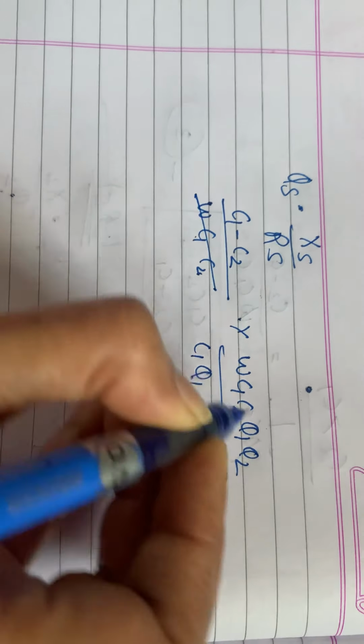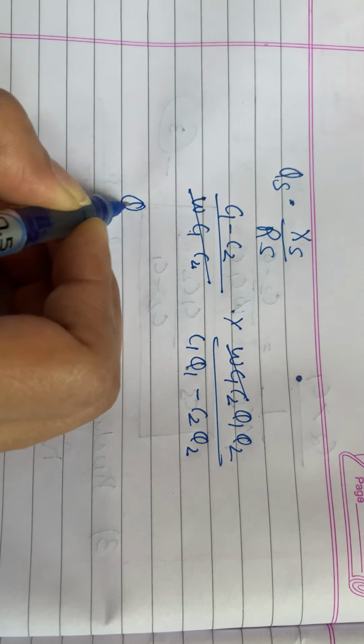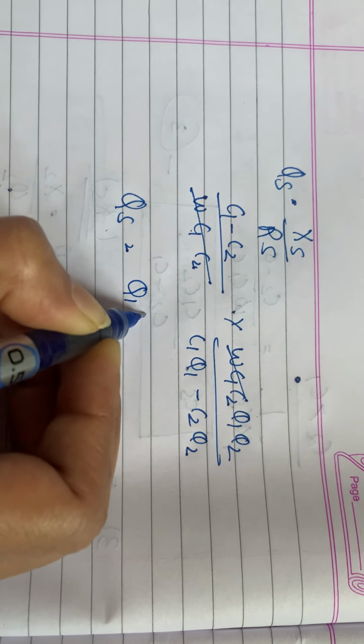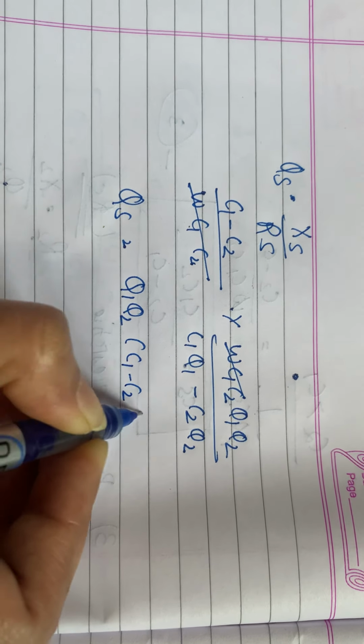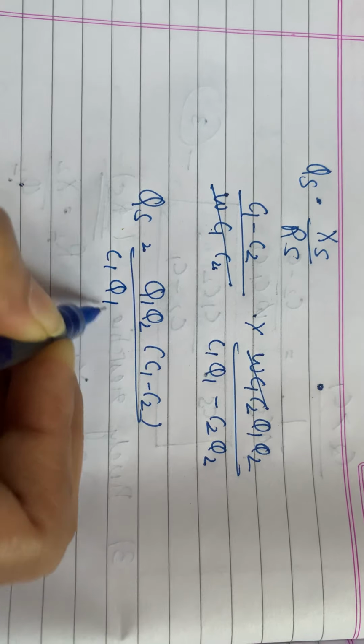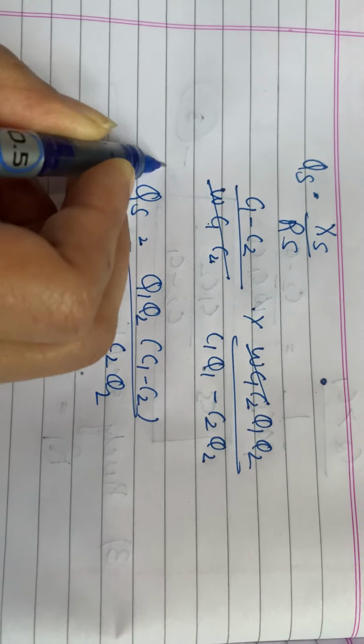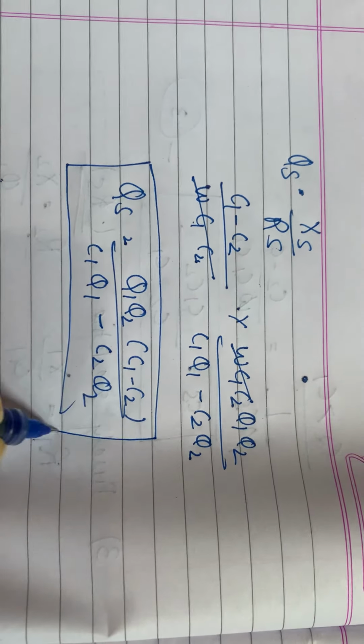So simply cancelling out this one. So what is your Qs now? Q1 Q2 (C1 minus C2) upon (C1 Q1 minus C2 Q2). This is how you will find out Qs.